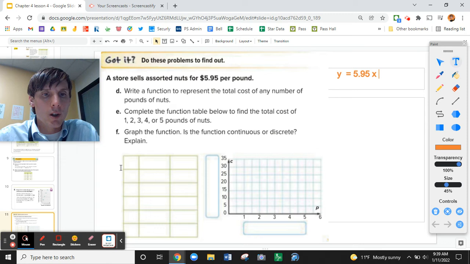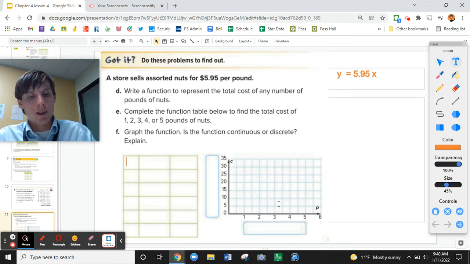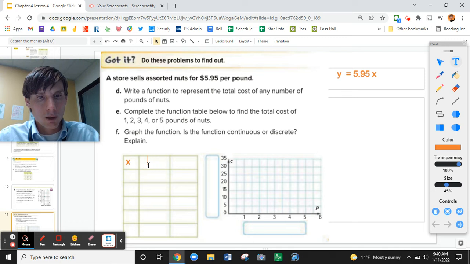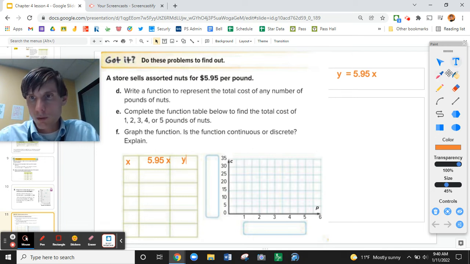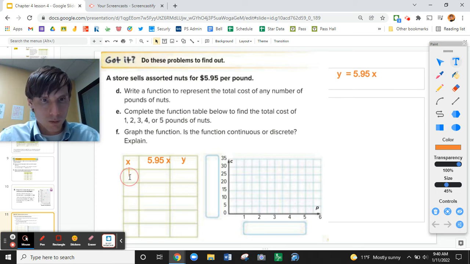All right, so this is one of those real world things. In the real world, if you're in a candy shop or anything where you're selling stuff by the pound, you'd have these types of equations in your cash registers and things like that. Okay, so we have x there. We put 5.95x there, and then our y there. Okay, so let's do this for 1, 2, 3, 4, and 5. So I'll just write it down here.